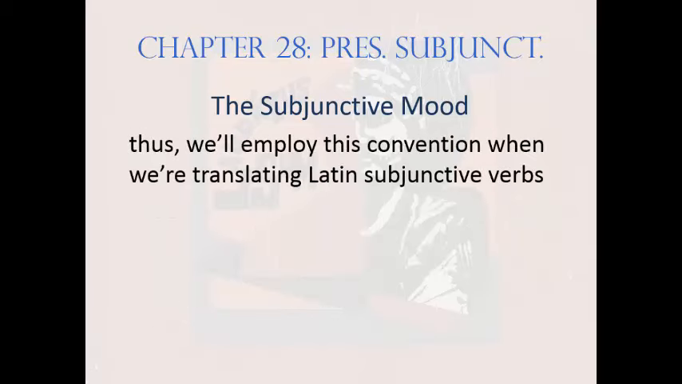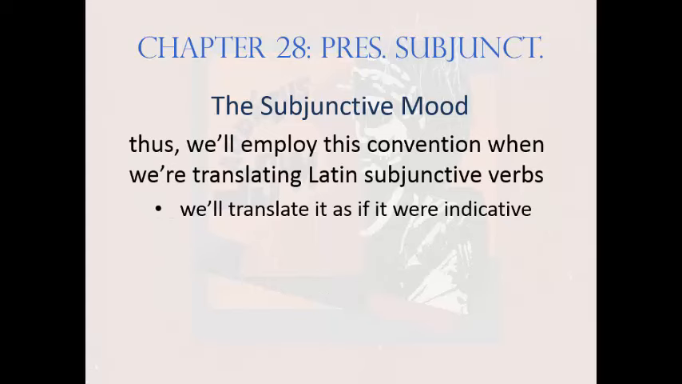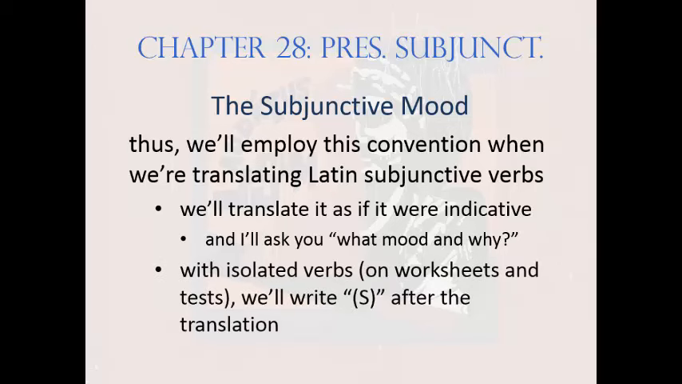So here's what we'll do. If a Latin verb is subjunctive and in a certain type of clause, translate it using the English equivalent for expressing that construction. Often I can tell you know the verb is subjunctive from the way you translate the clause. But if I have any uncertainty in that regard, I can ask you what mood and why, which I will, often. We'll talk more about that later. When you're translating isolated verbs like you do on worksheets or tests, then write capital S in parentheses after your translation to show you know the verb's subjunctive.